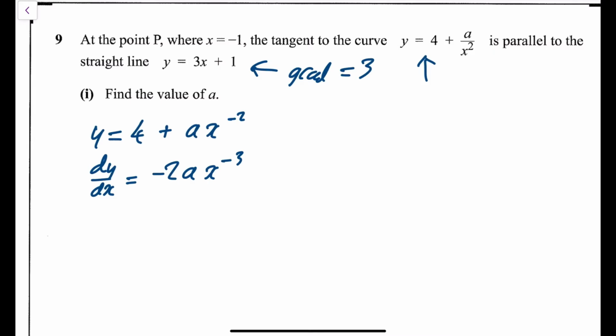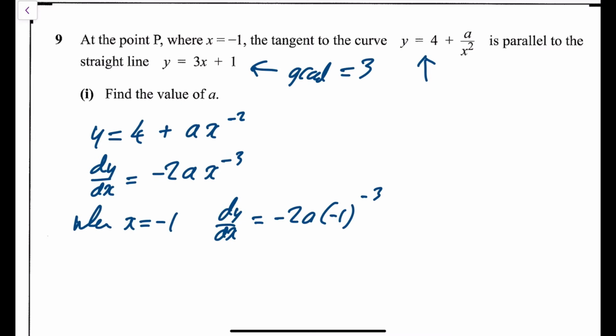And then it says at the point P, where x equals minus 1. So I would just say when x equals minus 1, our dy by dx is equal to minus 2a times minus 1 to minus 3. So that's minus 2a times minus 1, which is just going to be 2a.